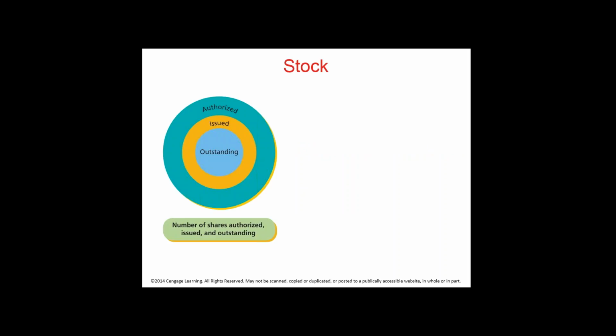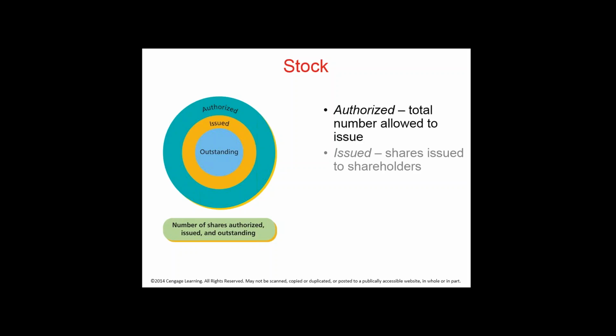We also have outstanding shares, and the reason that is allowed, that is different than issued shares, is sometimes the company will buy back some of their stock. So they may have issued 10,000 shares, but they only have 8,000 outstanding. That's the number of shares that are currently held by stockholders. Little confusing, but those are three terms that you probably should be familiar with.